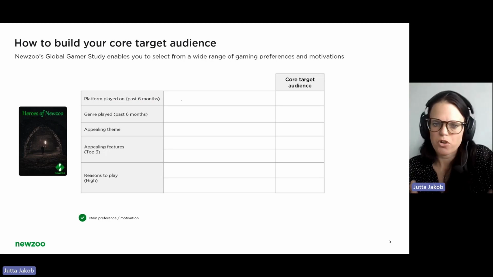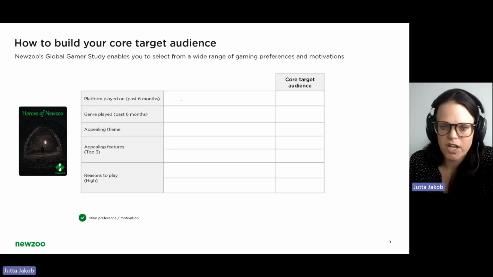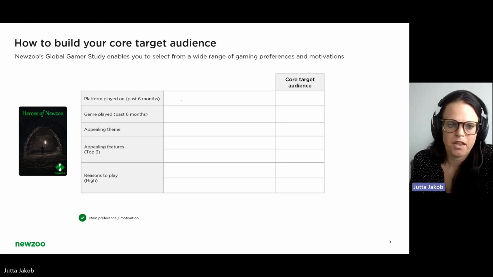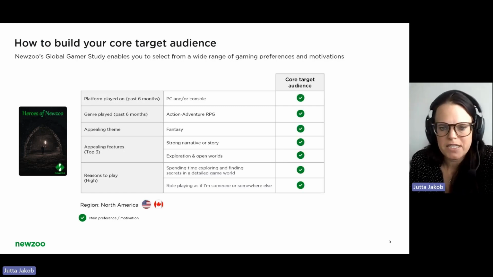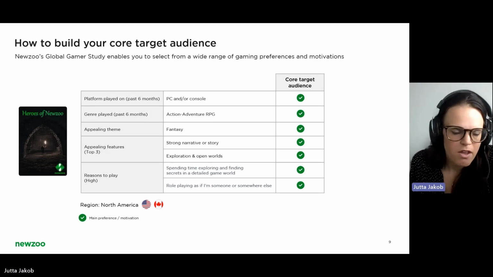We can choose from a broad range of gaming preferences and motivations that align best with our new game concept idea. For the purpose of this webinar, let's keep it somewhat simple. And for Heroes of Newzoo, we'll focus on PC and/or console players who have played action-adventure RPGs within the past 6 months and have a preference for a fantasy theme.